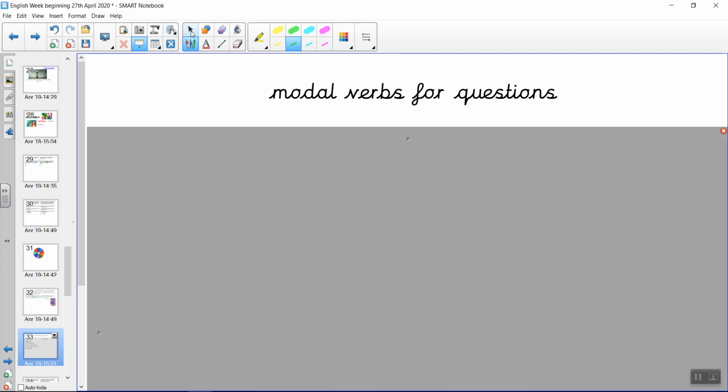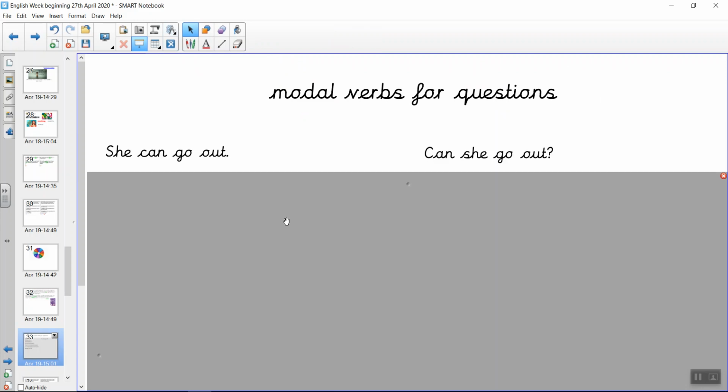So today we're going to look at modal verbs for questions. Often when we see a modal verb and we want a sentence with a modal verb, we can turn it into a question. Here's my sentence: She can go out. If I want to turn it into a question, I put my modal verb at the beginning. Can she go out?